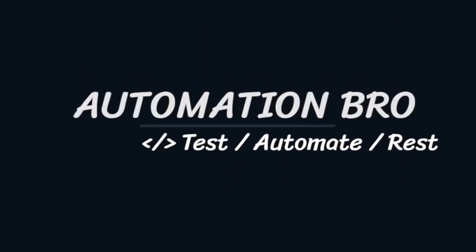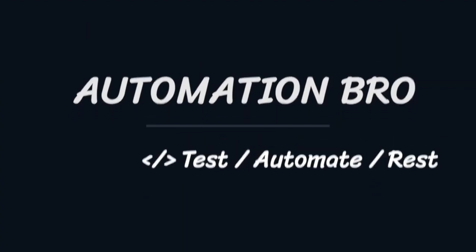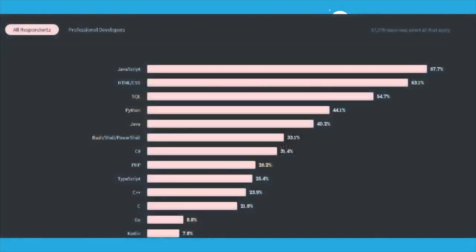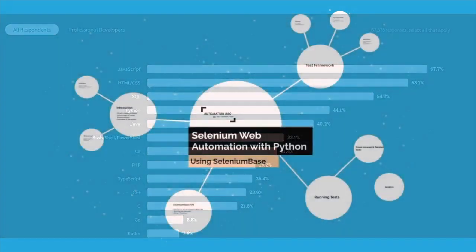Hello and welcome to another test automation series. This time we will be learning Selenium web automation using Python. Now let's talk about why Python. So the answer is simple, Python is becoming one of the most popular and in-demand programming languages. As per the survey done by Stack Overflow in 2020, Python ranks number 4 as the most popular technologies right after JavaScript, HTML, CSS, and SQL.